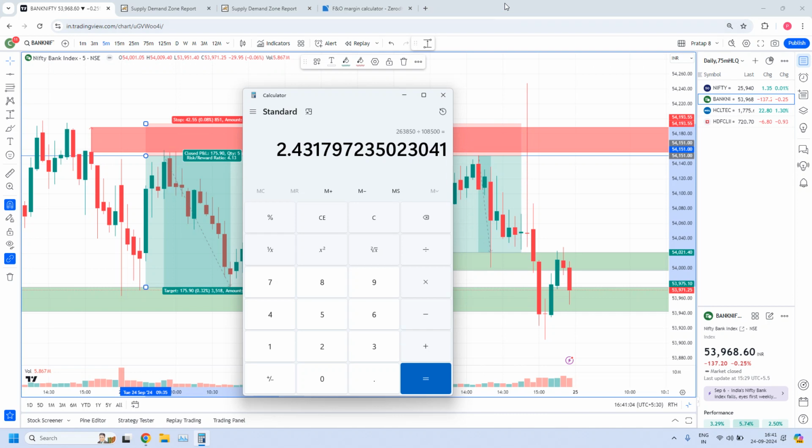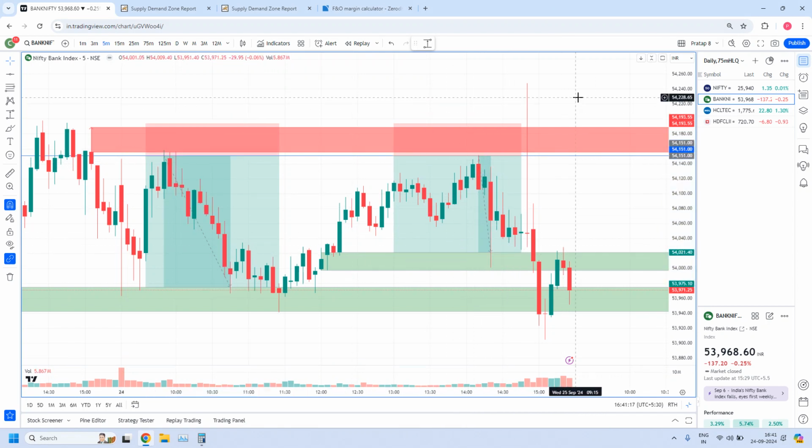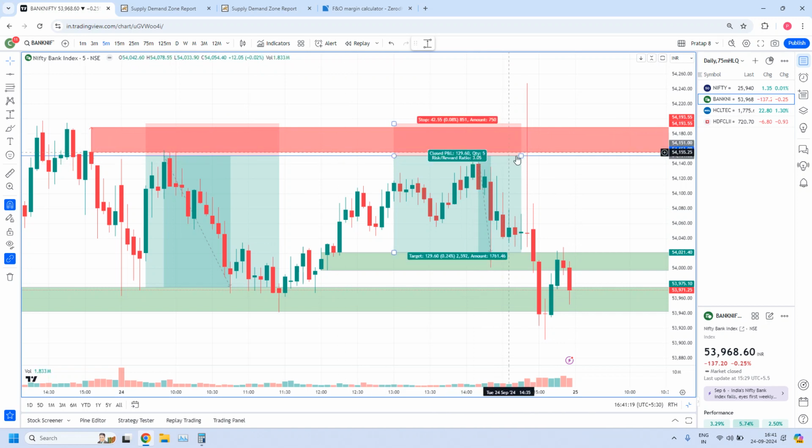So 2,638 rupees 50 paisa we got as profit. Okay, after that what happened? It has given one more trade. Exactly within this entry buffer area it reached, and then reached the next 15 minutes target, because a new 15 minute zone is created here.